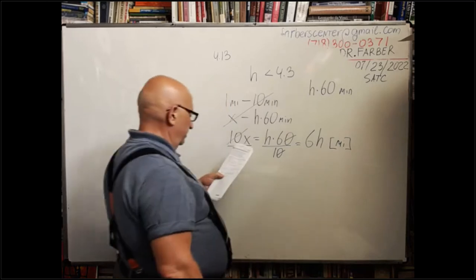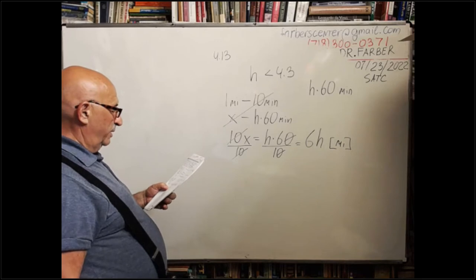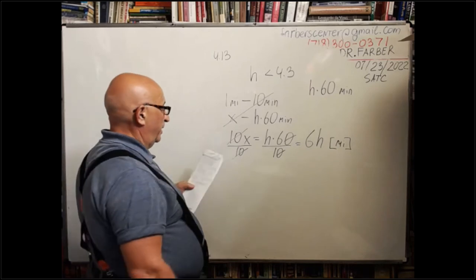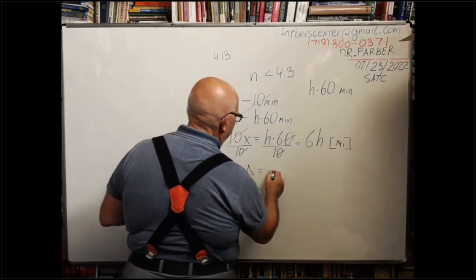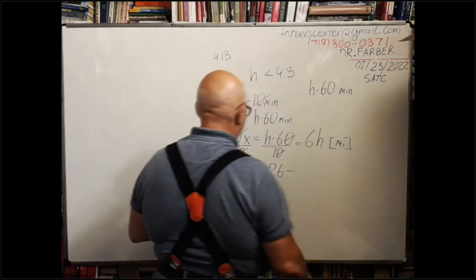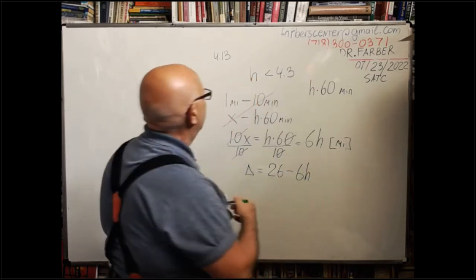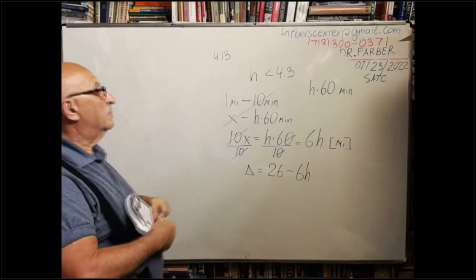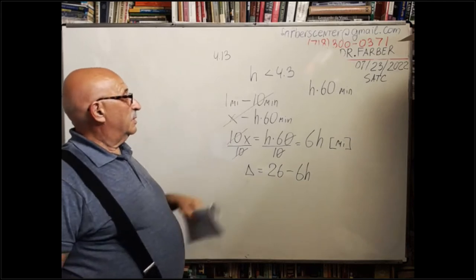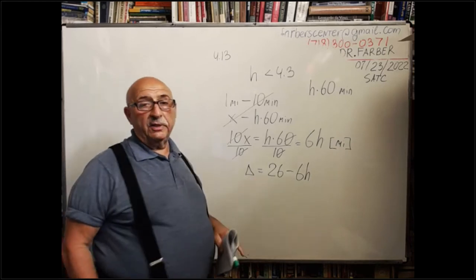And the question is, how much farther does Marcus run at time t? So it compares 26 miles and this, the miles he can run. And this will be the answer. Why have these restrictions? Because if h, let's say, equals 10, the difference would be negative, which makes no sense.